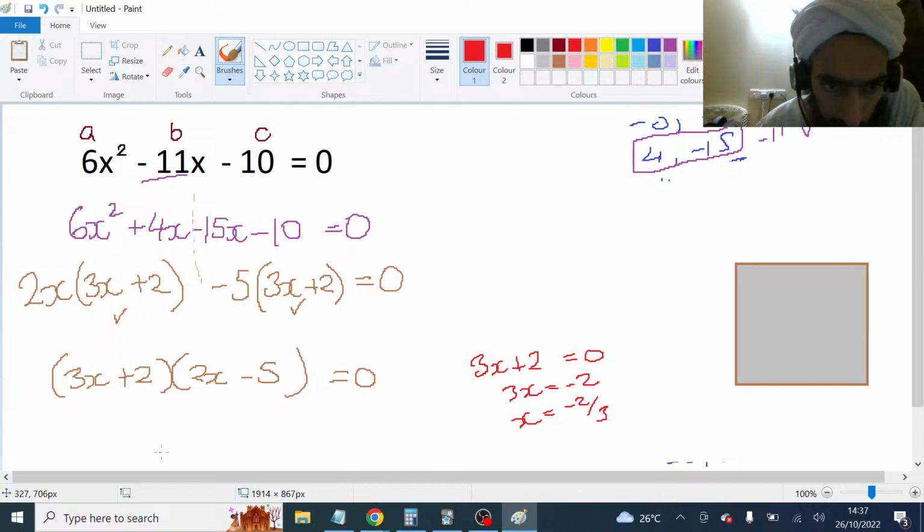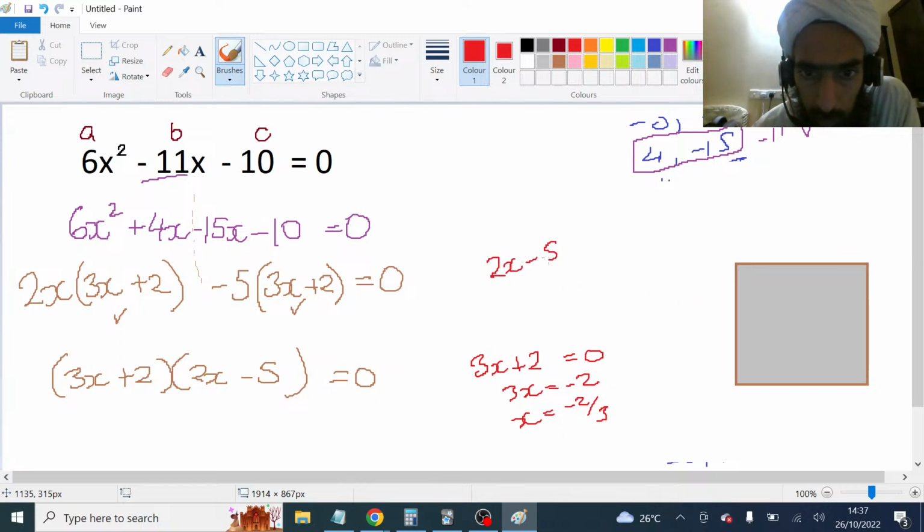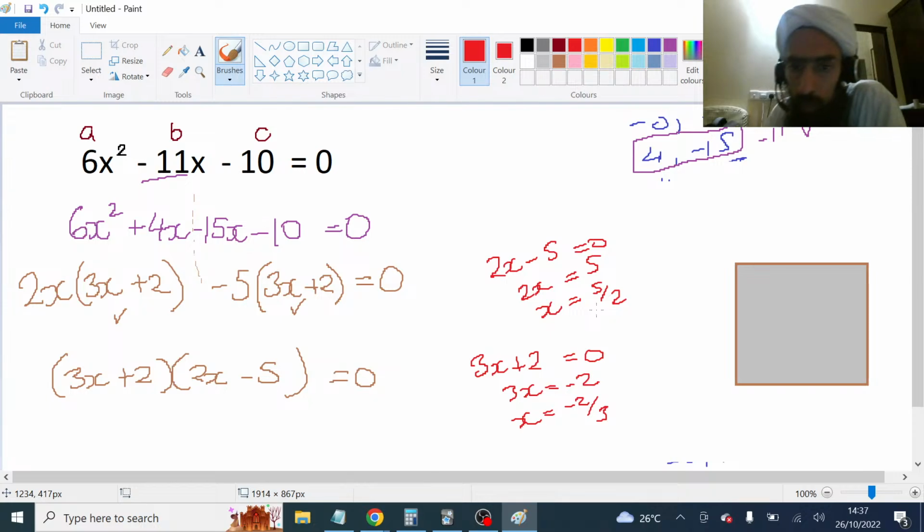Do the same thing with the second bracket. The second bracket is saying that 2x minus 5 is equal to 0. So solve that. Take the minus 5 across, divide by 2, and then you'd get the second answer of 5 over 2.